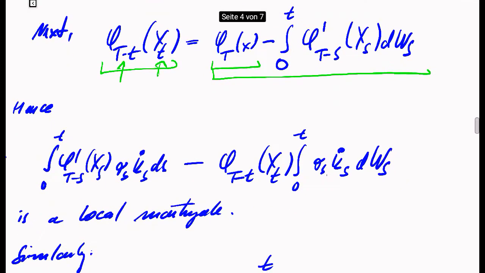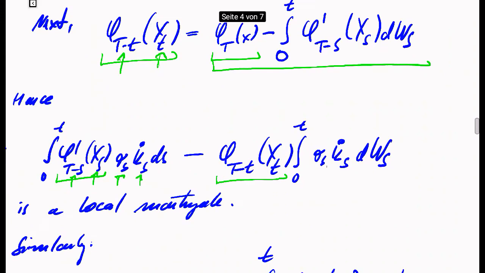So, as a consequence of this, I find that the phi prime process, the phi prime function evaluated at t minus s evaluated at xs times rs k dot s minus phi t minus t xt rs k dot s dws. This is again a local martingale. Well, how does that come about?